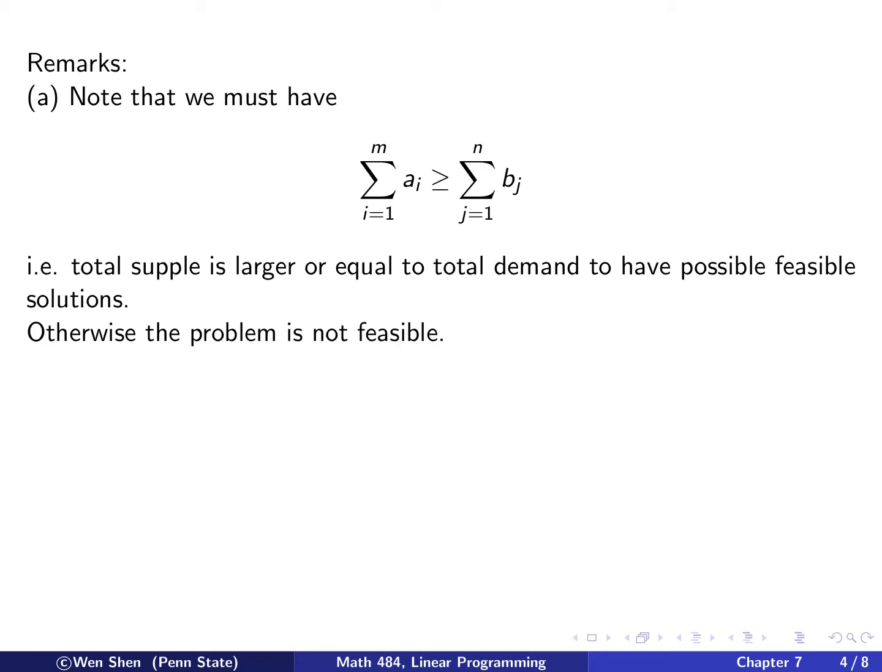We want to put two remarks. The first one is that we must have this inequality satisfied. That is, summing over all the a_i gives us the total supply in all the warehouses, and summing over all the b_j becomes the total demand. The total supply must be bigger than or equal to the total demand to even have possible feasible solutions. Otherwise, if you have a strictly less than sign here, then the problem is automatically not feasible. There are no feasible solutions.